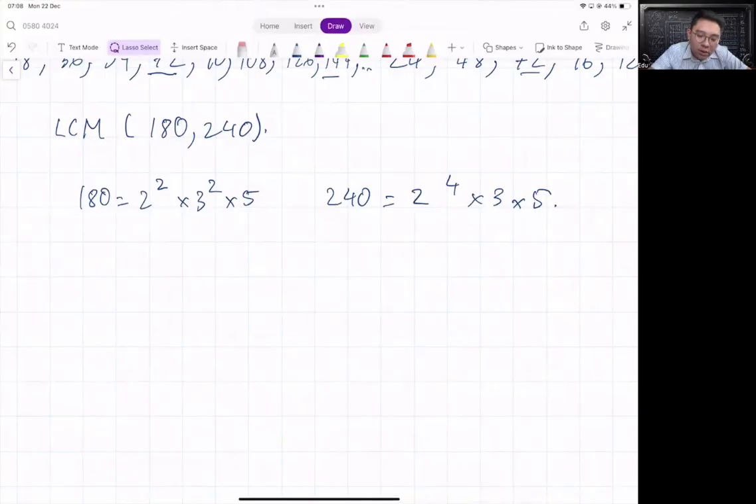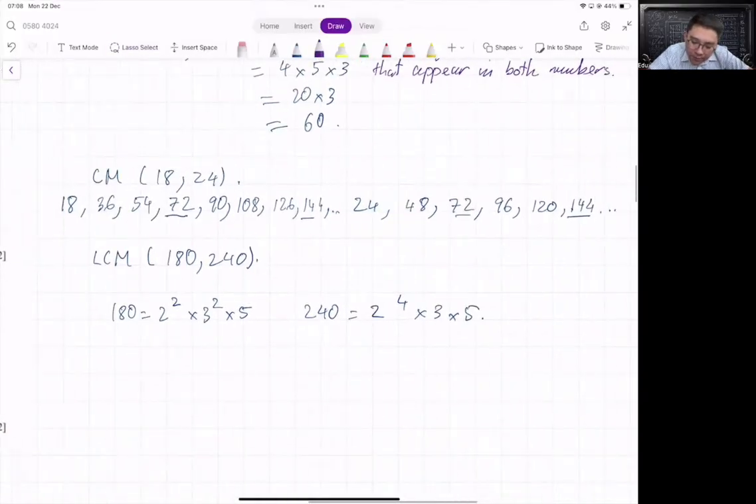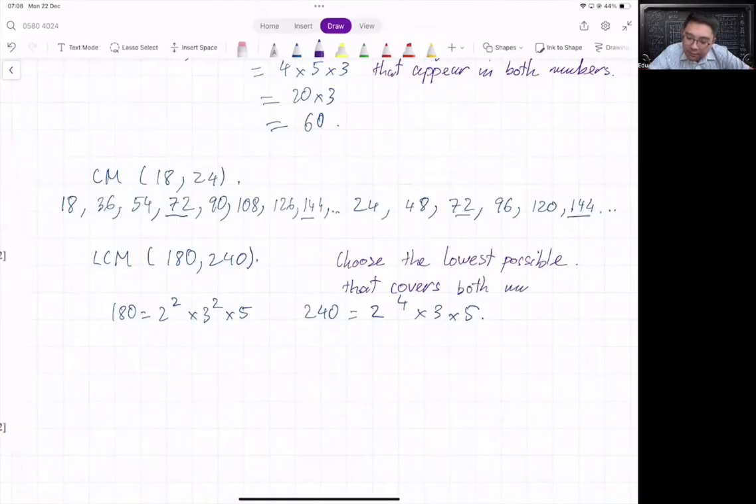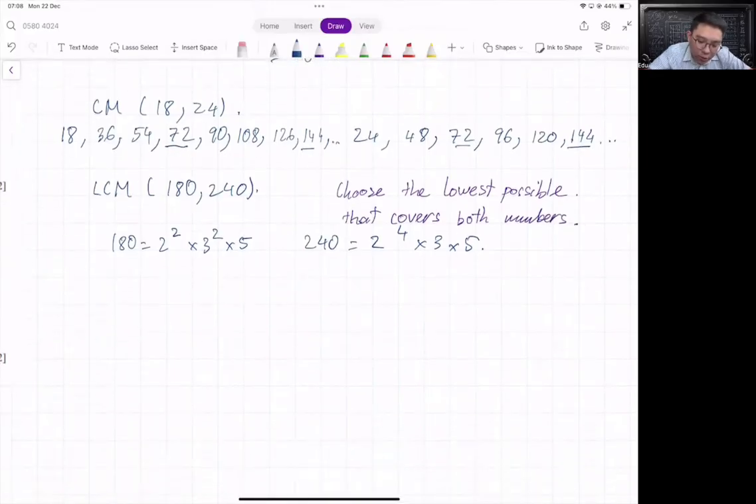Okay, so this lowest common multiple, we are going to choose the lowest possible combination that covers both numbers. What does that mean? That means we are going to choose. Okay, let me bring it down here.